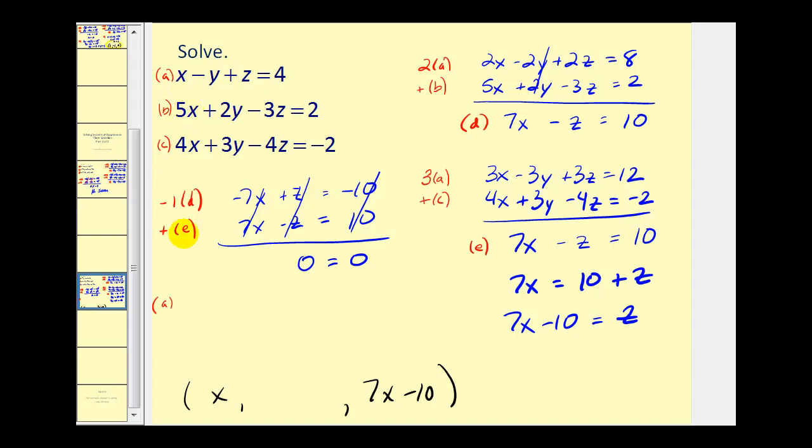So using equation A, we would have x minus y plus, instead of z, we'll use 7x minus 10 equals 4. So we'll solve this for y so that we have y in terms of x. So x plus 7x would be 8x minus 10. Let's go ahead and move the y to the other side, so we'll have equals positive y plus 4. And if we subtract 4 on both sides, we'll have y equals 8x minus 14.